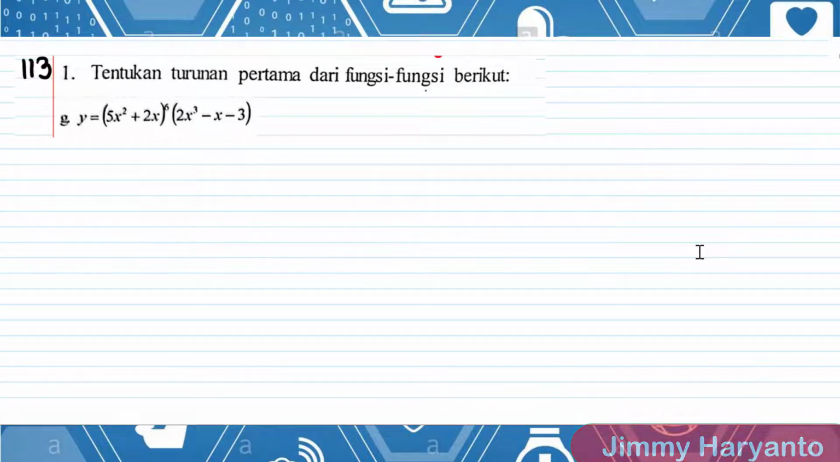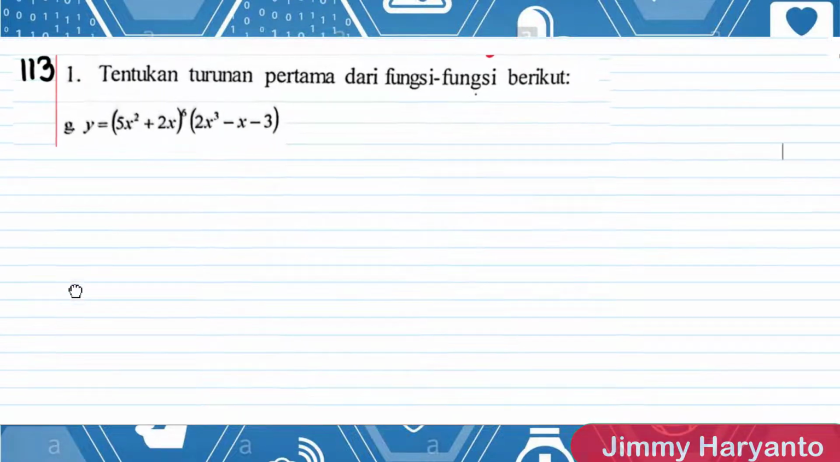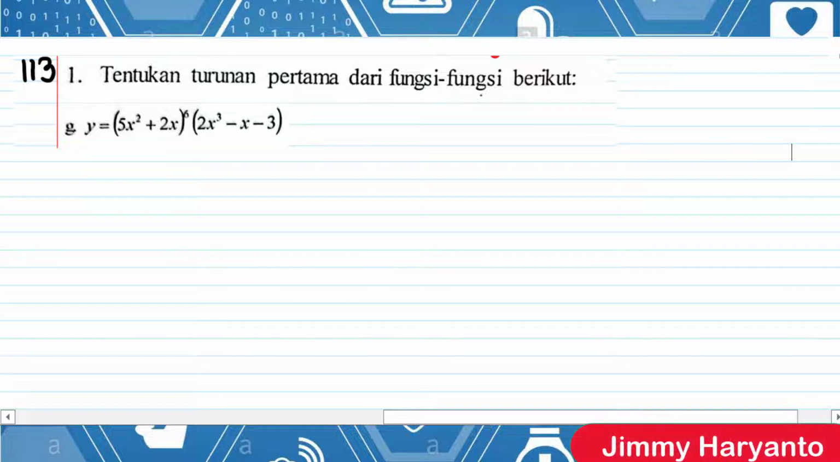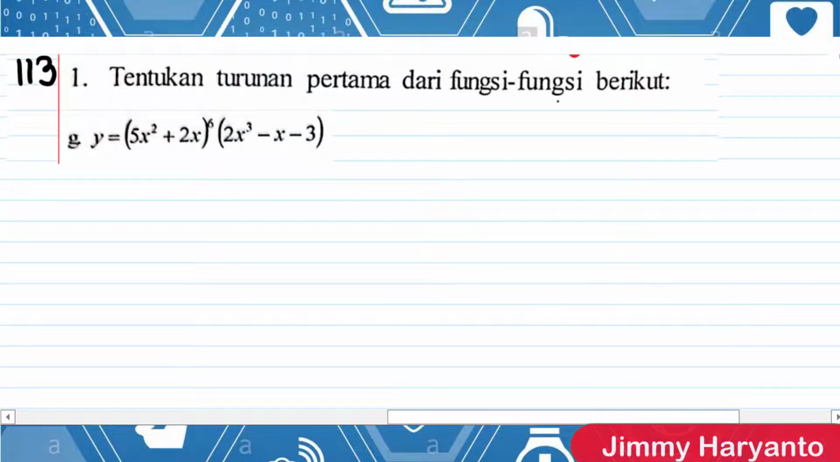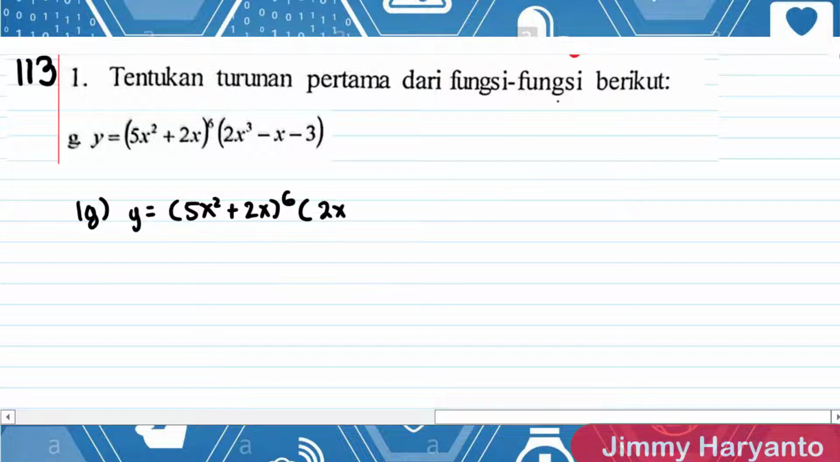Okay, the next one will be page 113, number 1. Tentukan turunan pertama dari fungsi-fungsi berikut. So 1g ya. For 1g, we have a function like this, 5x squared plus 2x to the power of 6, and then 2x cubed minus x minus 3 ya. So as you can see, we have two terms that are multiplied.